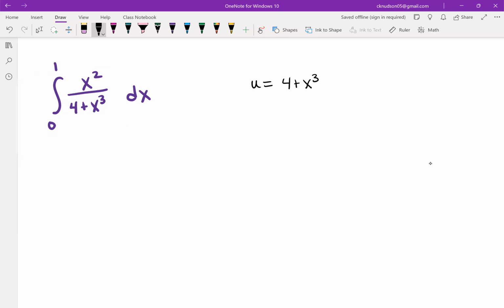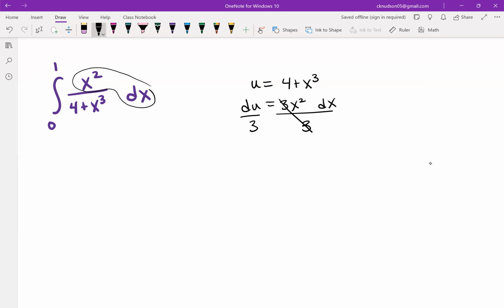And that's because we see this x squared in the numerator. And we know that the derivative of x cubed is 3x squared. And then throwing in the 4 plus doesn't affect anything, since 4 is a constant, and the derivative of a constant is 0. So we have u equals 4 plus x cubed. We have du equals 3x squared dx. So this is convenient because we have x squared dx here. We do not have 3x squared dx, but that's okay. We can just divide both sides by 3. And now we can see that we're going to replace x squared dx with du over 3.